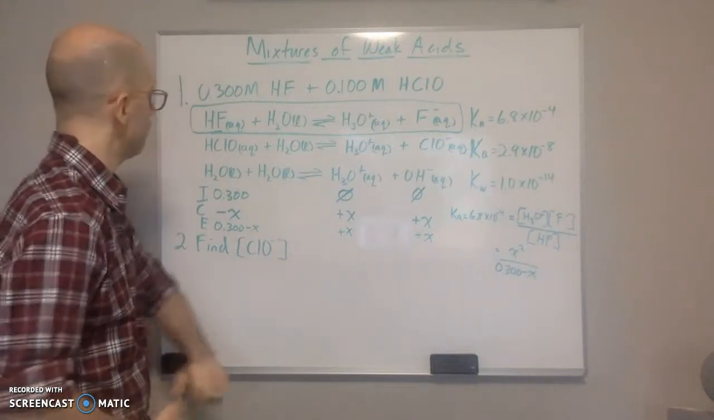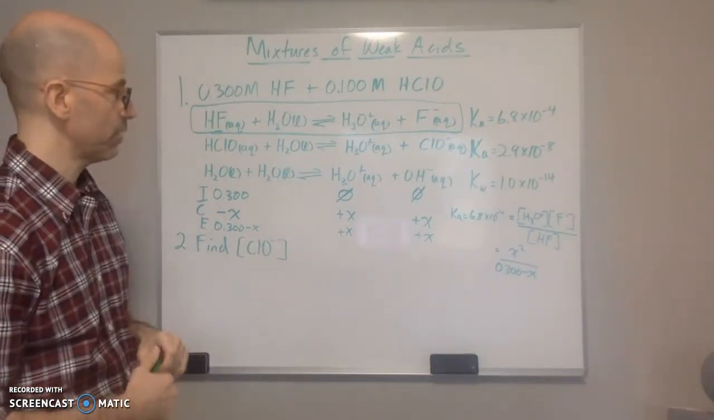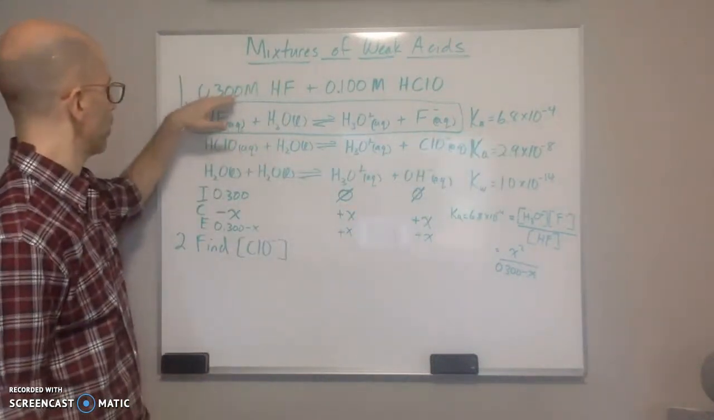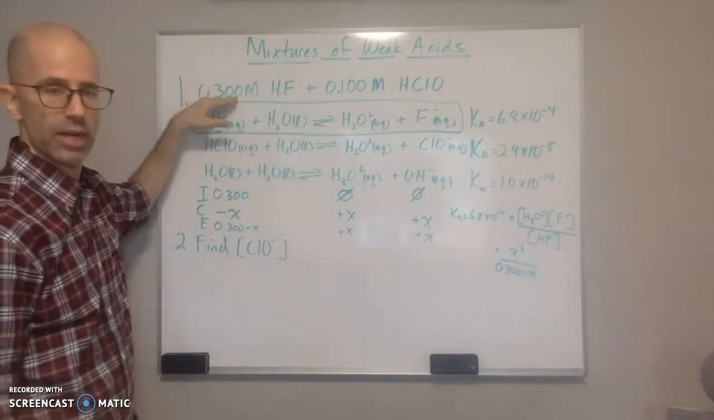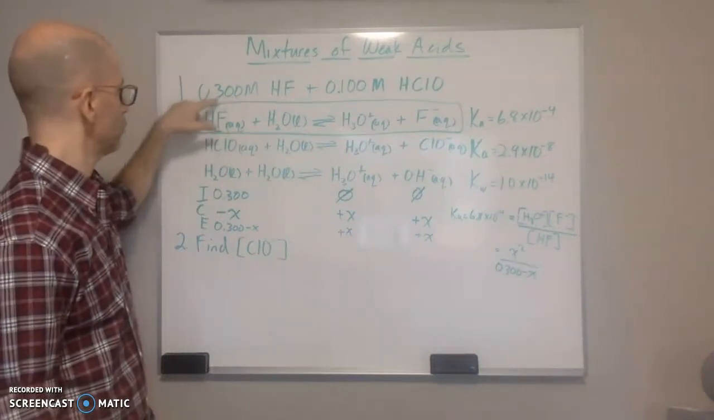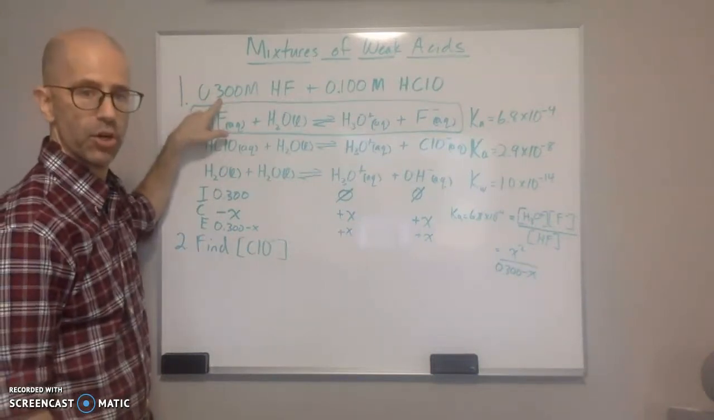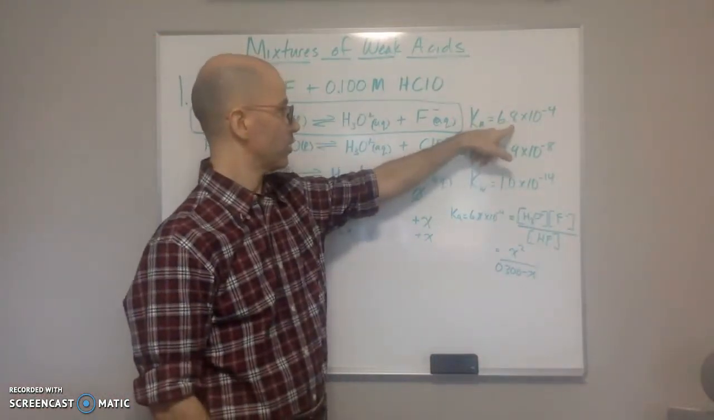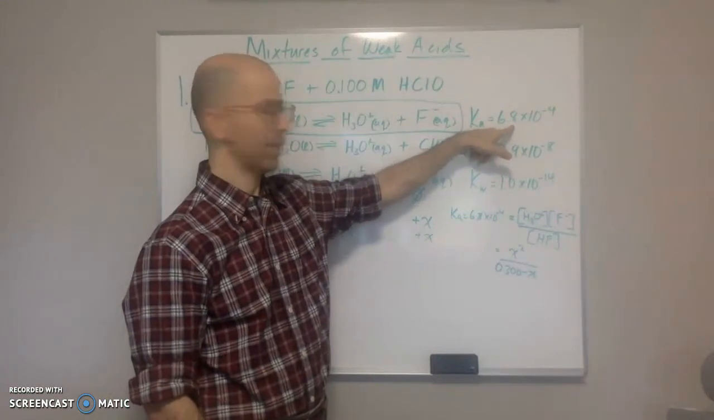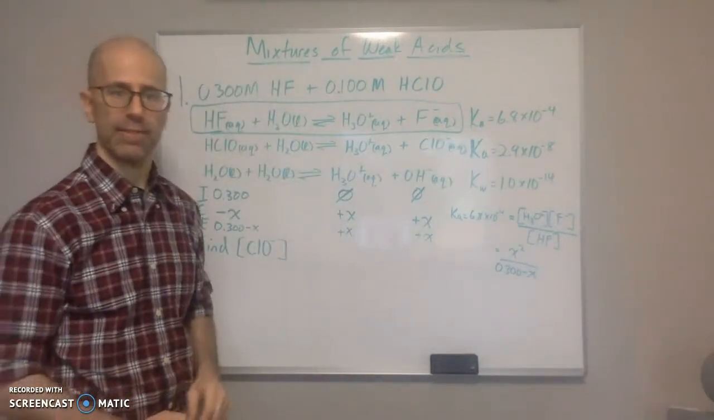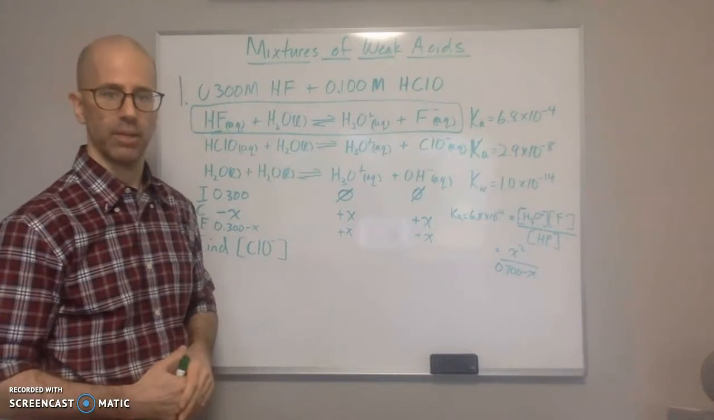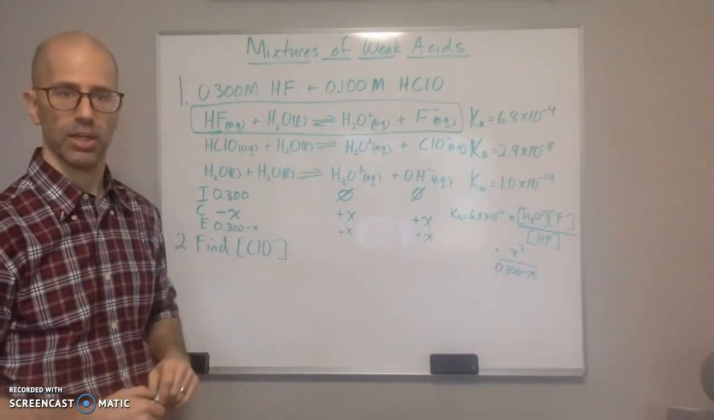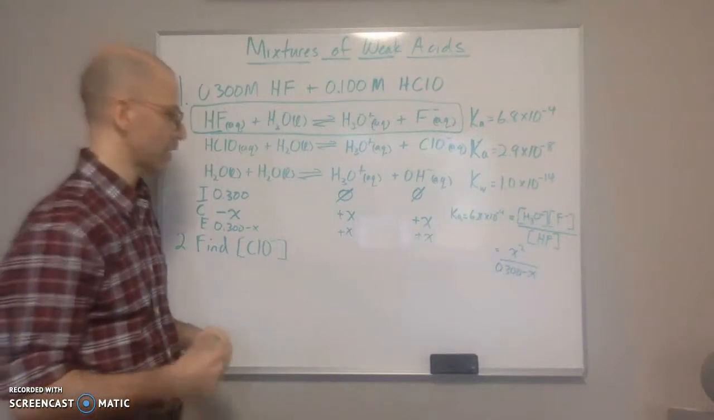And again, we can do the x is too small approximation. And we can see that that probably is going to be valid because if you look at the Ka value and you look at your 0.3, your initial concentration of the acid, this would be 3.00 times 10 to the negative 1. This is 6.8 times 10 to the negative 4. That's a difference of about a factor of 1,000. So it's a safe bet that that's going to be a good approximation. But we can do the 5% rule to just make sure.